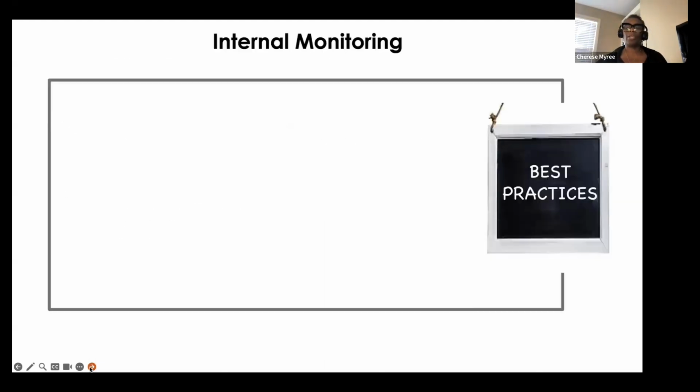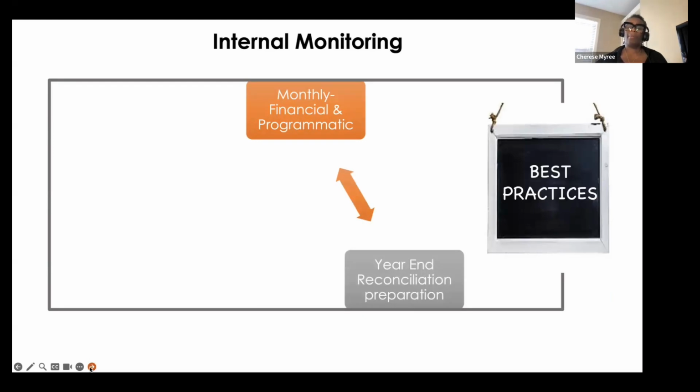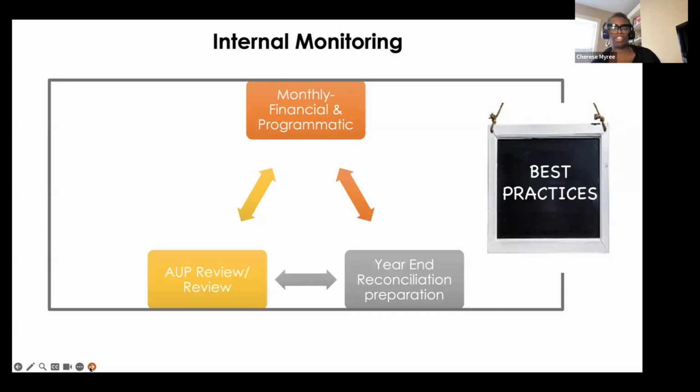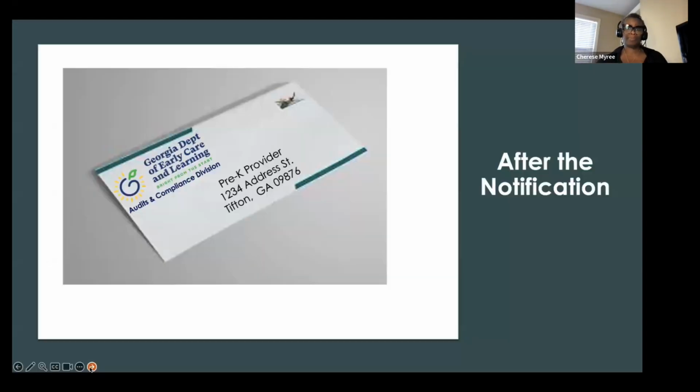Some things that you can do internally is, have monthly financial and programmatic, meaning pre-K specific monitoring, looking at your year-end reconciliation, and then you're going to prepare for your AUP review. So if you track this stuff monthly, it will then tie into your year-end reconciliation. Once you submit your year-end reconciliation, if you're selected for a review, then you're just going to go in and verify all the things that you did, your monthly transactions, as well as what you put on that reconciliation. So it's not a secret what's being looked at when you get an AUP. We're looking for how you spent the money.